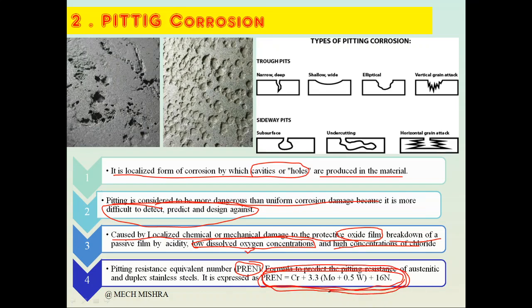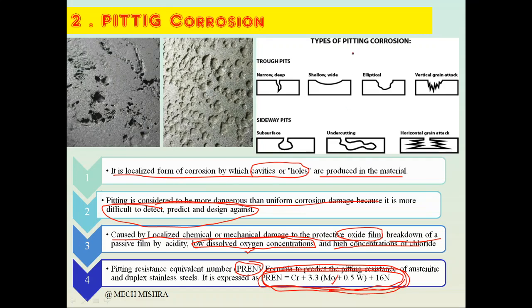Like if we are talking about SS304 and 316, 316 has a better, higher PREN number, because moly is added, and in this formula we are adding moly, so this will increase the PREN number. So 316 will be better with respect to the pitting resistance of the metal.